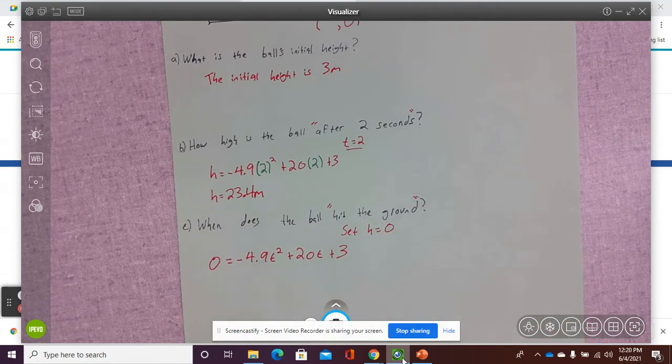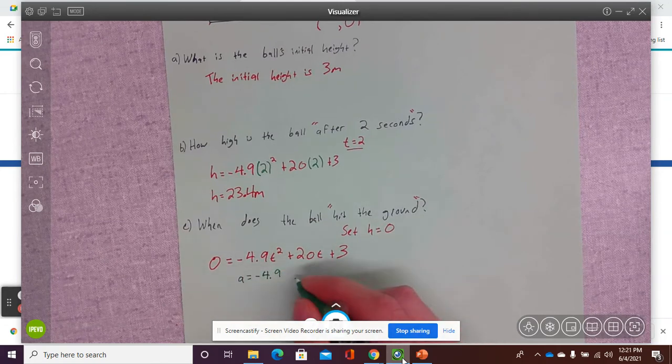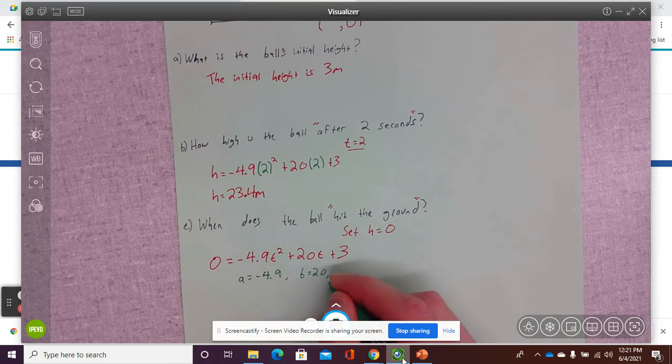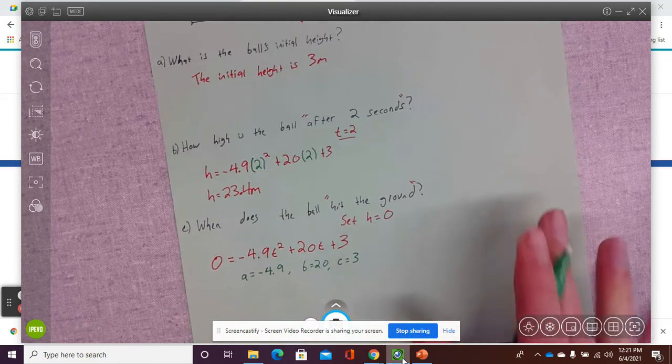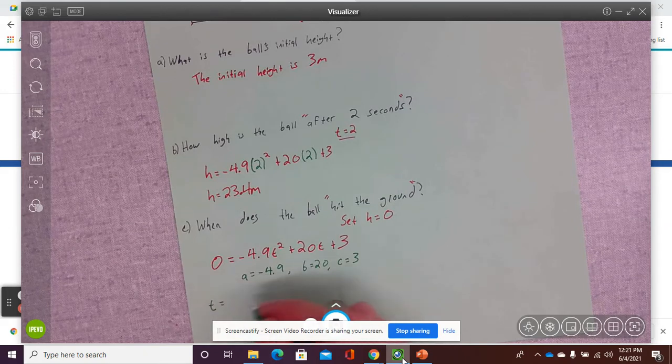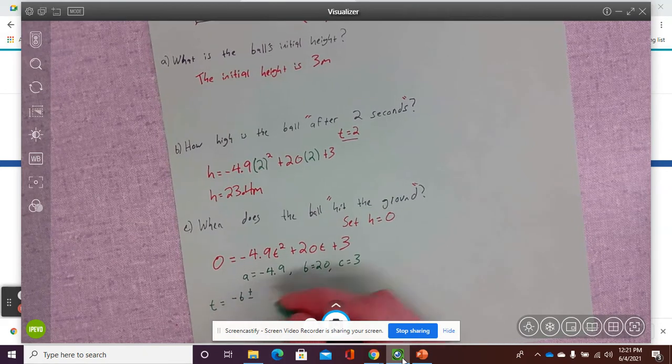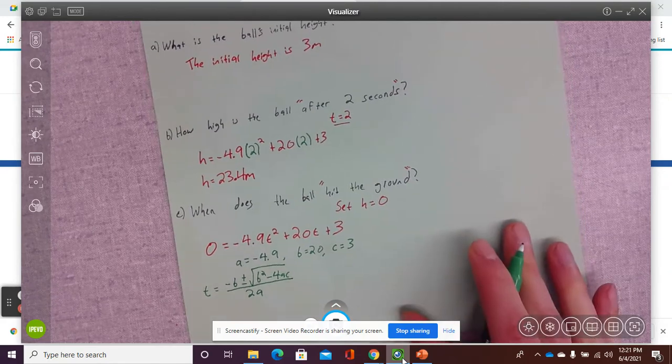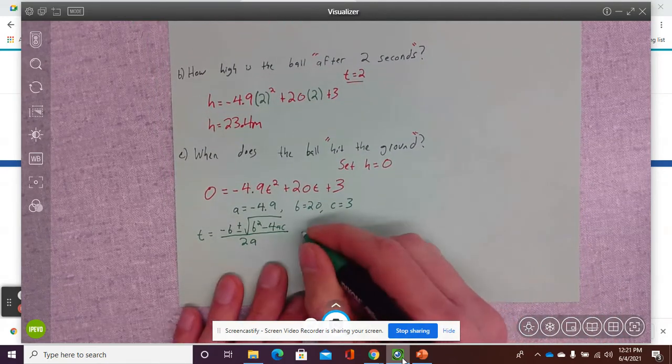So I can solve that. Usually we solve that by factoring or using the quadratic formula. We've got decimals here. We're not going to be able to factor, so let's use the quadratic formula. The quadratic formula only works if I have an equation in standard form, which I do, and it's equal to 0. Okay, so we can go ahead. We know that A is negative 4.9, B is 20, and C is 3. And then if I want to solve for t, I'm going to use that quadratic formula, negative b plus or minus the square root of b squared minus 4ac, all over 2a.